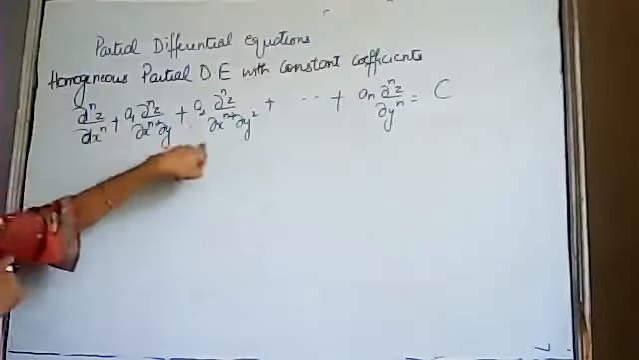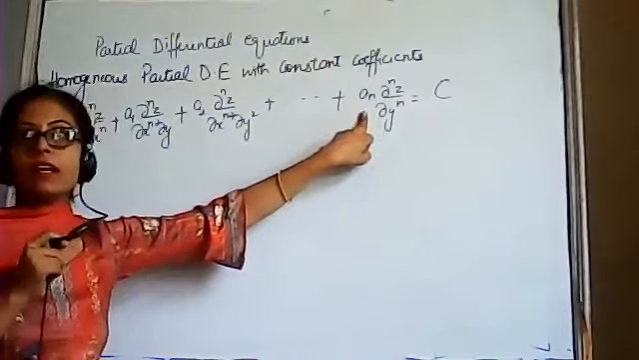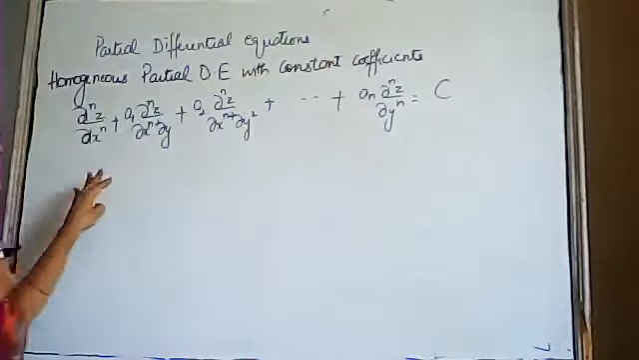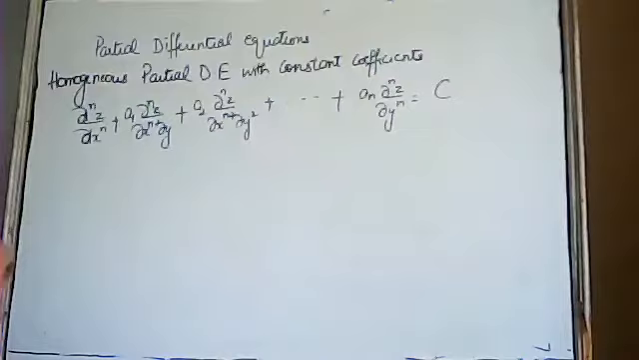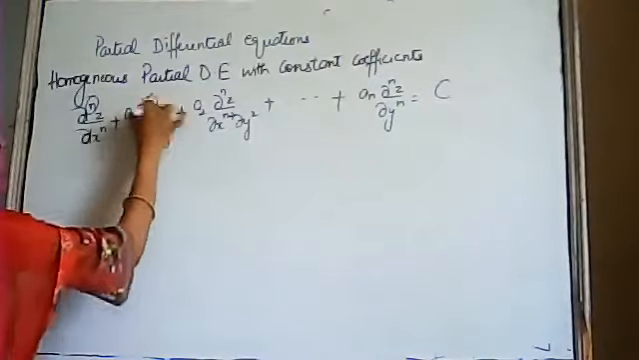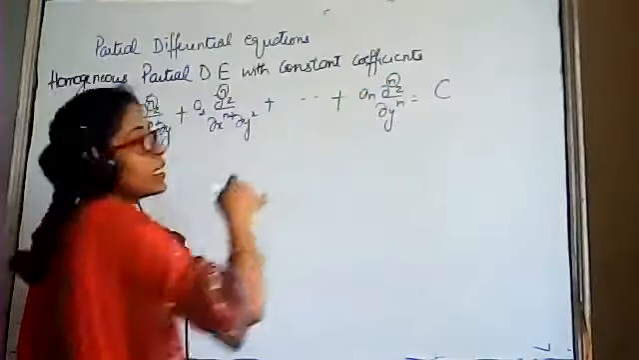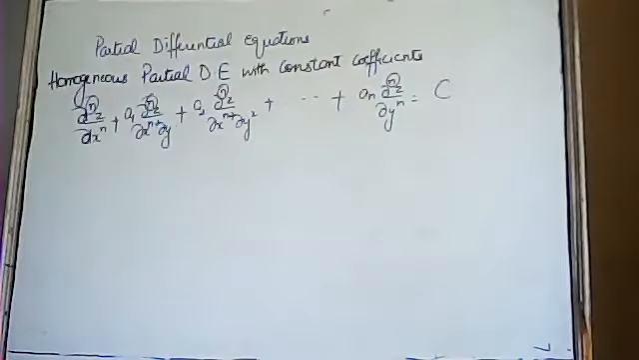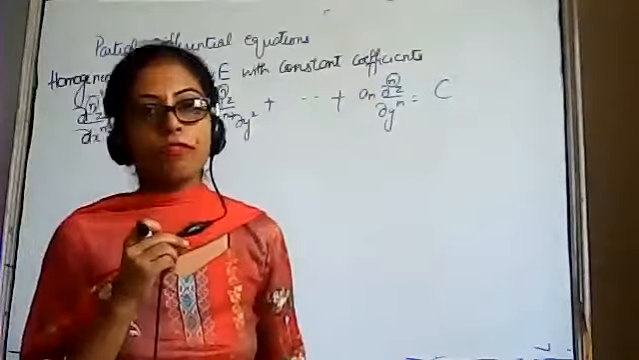Here a1, a2 and so on up to an are all constants. This equation is homogeneous. Why homogeneous? Because we have the nth order derivative in all the terms. The order of the derivative is the same in all the terms, so we call it a homogeneous partial differential equation with constant coefficients.